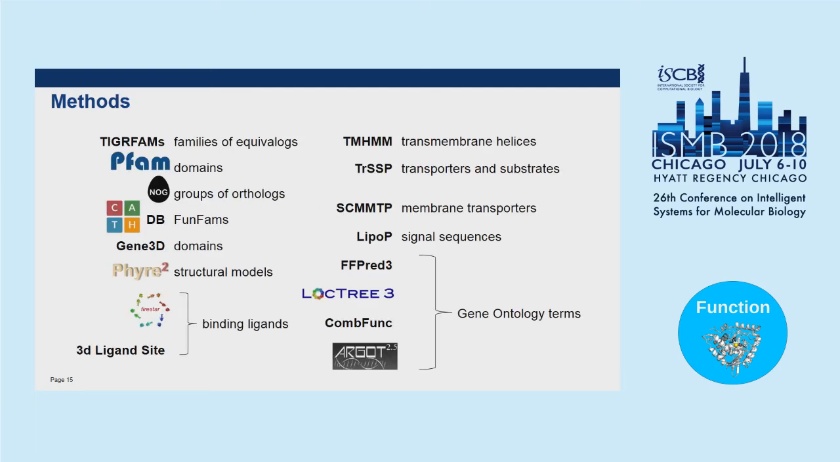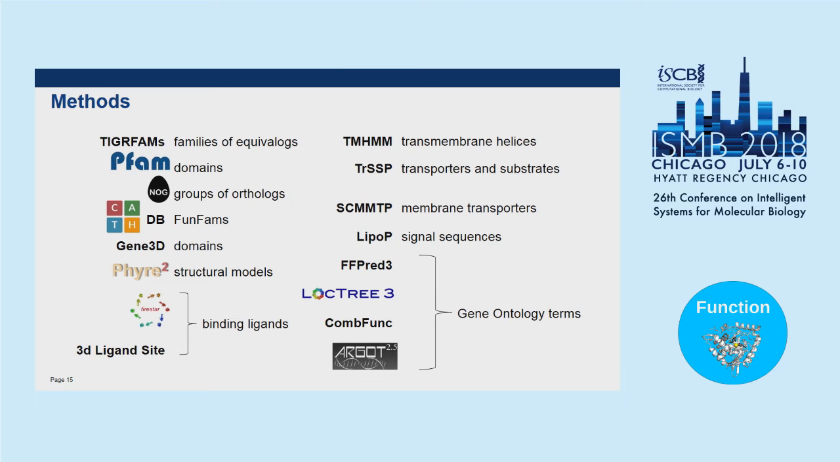So I used various methods. We started with classifying the proteins into the different families, like TIGRFAM families of equivalogs, also Pfam families of domains, groups of orthologs using eggNOG-mapper, functional families from CATH-DB. We also predicted Gene3D domains and structure models where possible. With the basic idea of the function, we used methods that predicted Gene Ontology terms based on the review of the second edition of CAFA.